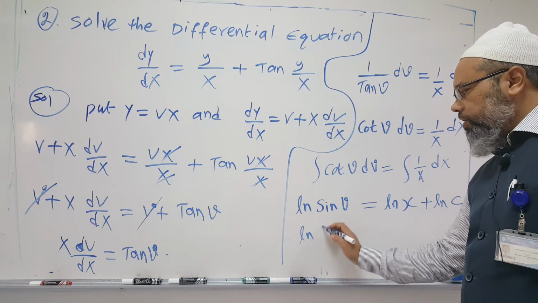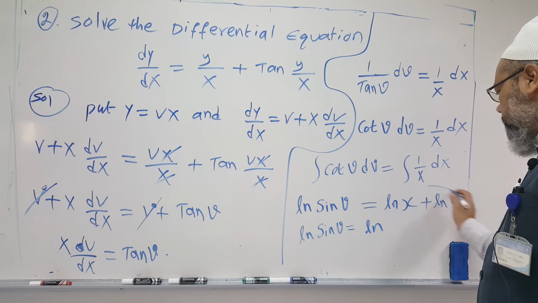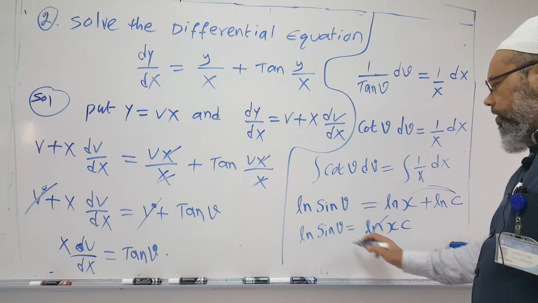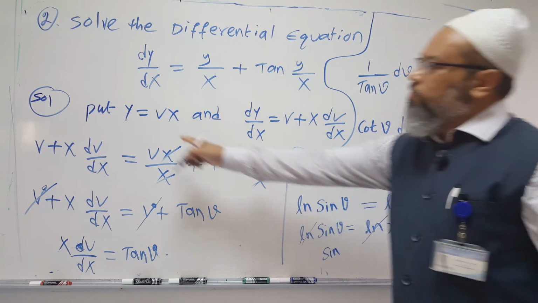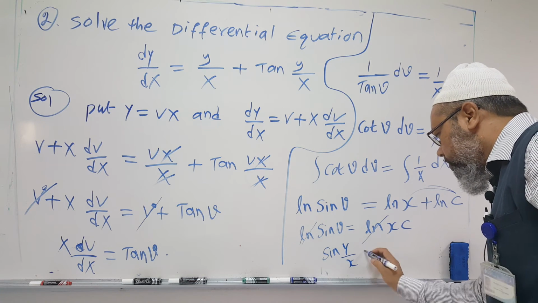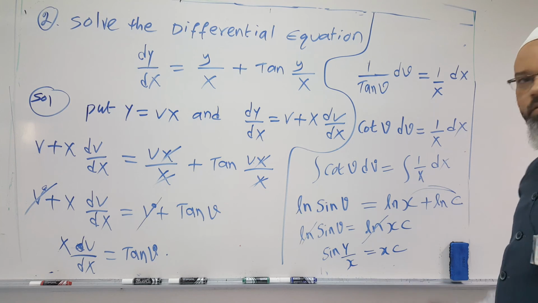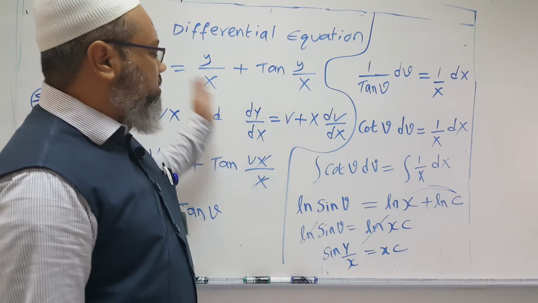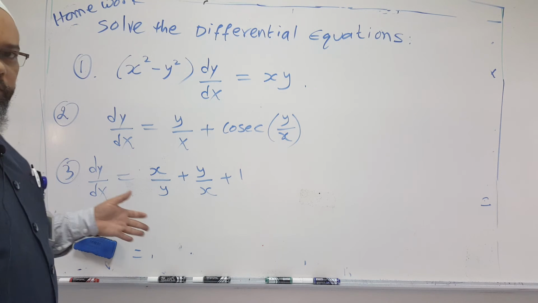So ln sine v equals ln x plus ln c. Just multiply them into one ln, ln cancel, sine v, we know v already from here, v is y over x, equals xc. Like this we get the solution. So this is the final solution for this homogeneous differential equation. So take these three as homework.